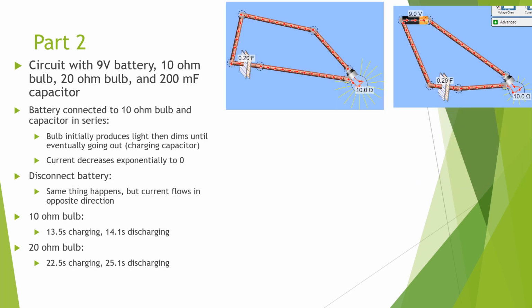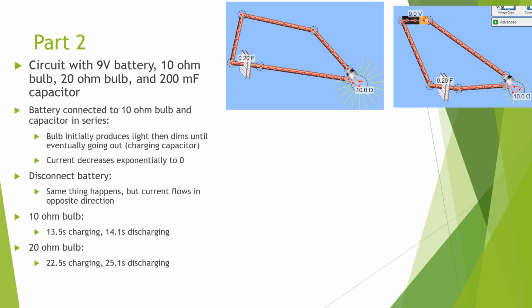For part 2, we used a circuit with a 9 volt battery, a 10 ohm bulb, a 20 ohm bulb, and a 200 millifarad capacitor. When the battery is connected to the 10 ohm bulb and the capacitor in series, the bulb initially produced light and then it dimmed until eventually going out, which was due to the capacitor charging. And when this happens, current decreases exponentially to 0.